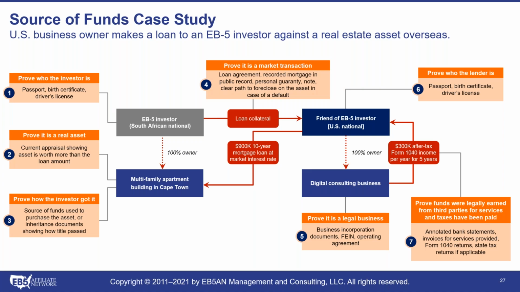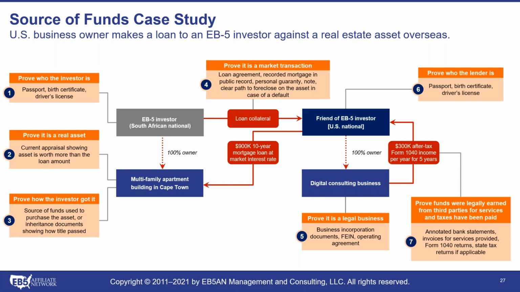So this is an example of an investor who is making an investment and using the capital from taking out a loan. Starting out, probably easiest to look at the gray box. We've got an EB-5 investor, a South African national, and this investor owns a multifamily building in Cape Town. That investor has had the building for some period of time and has a friend in the US who wants to loan that investor money against the building. And so they do a loan agreement.